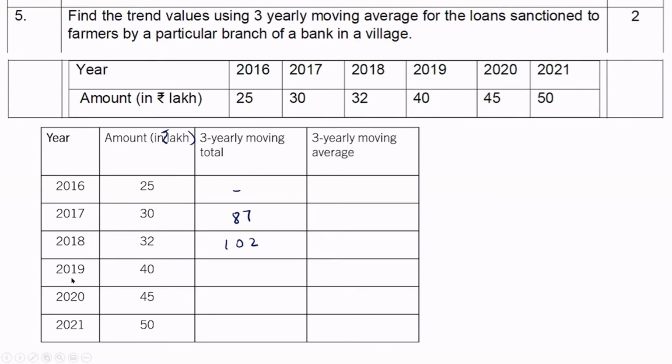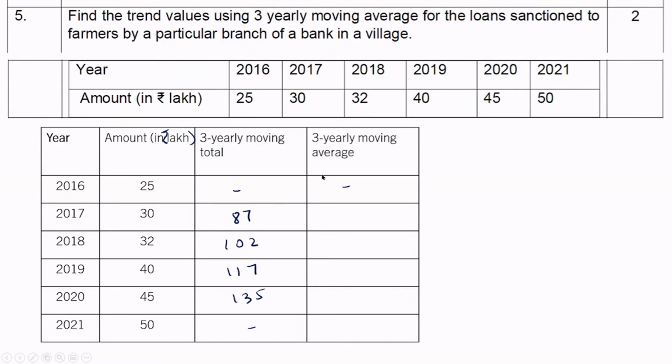Then for 2019, the 3 yearly moving total is 32 plus 40 plus 45. So it is 117. Then for 2020, the 3 yearly moving total is 40 plus 45 plus 50. It is 135. Now the 3 yearly moving average is the average of these three. So the average of these three can be found by dividing the 3 yearly moving total by 3.